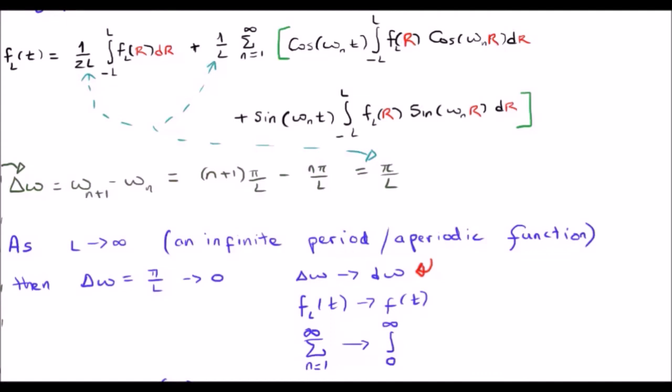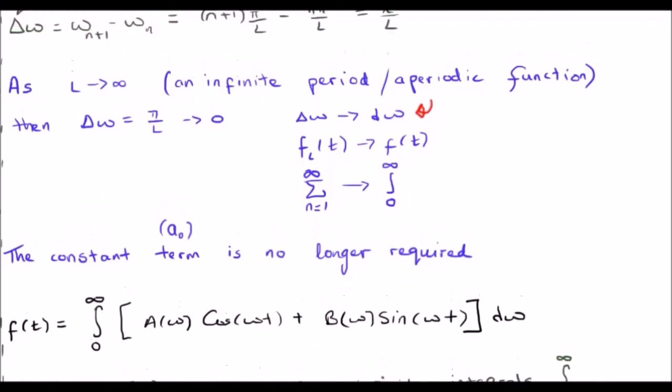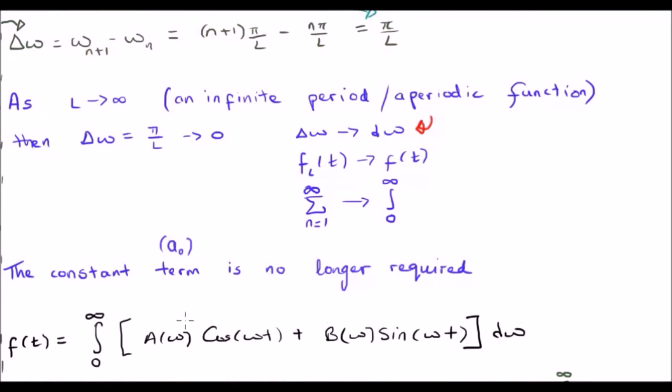And we're nearly there. The a_0 term, by the way, just falls out. It's no longer required. So what we're left with is as follows. We still have f of t, but this time it is a continuous f of t. There's no subscript L saying it's discrete. We have the integral, of course, from 0 to infinity. And we have our cosines and sines with respect to omega. And these, of course, are integrated with respect to the continuous variable omega. Now, you have to remember, of course, that a of omega and b of omega are the Fourier coefficients, but they in themselves involve their own integrals.